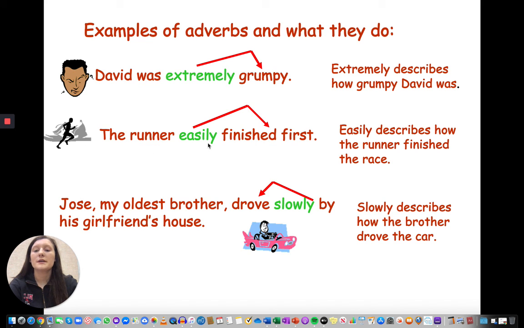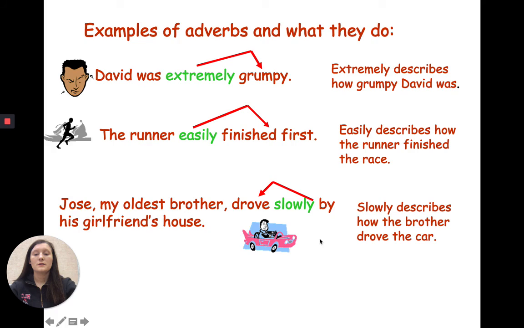The runner easily finished first. So here easily is our adverb because it describes how the runner finished the race. And our last example, Jose, my oldest brother, drove slowly by his girlfriend's house. So drove would be our verb, and how did he drive? He drove slowly. So again, slowly describes how the brother drove the car. All right, and that is our lesson for today.